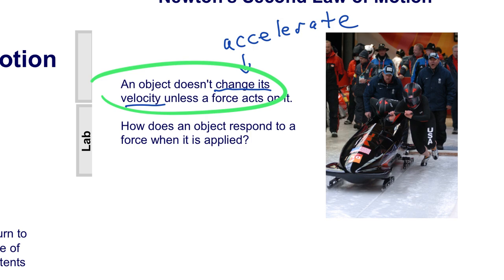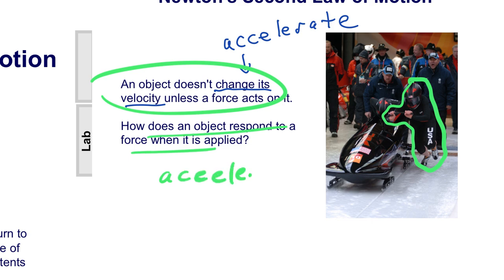You can see this guy right here. This is kind of wasting time. This guy right here looks like he's pushing. And then he'll hop in, probably. Yeah, he'll push it and then hop in, I guess. But in order to get the sled moving, to accelerate it, you need to have a net force, an outside force, the guy pushing it. So how does the object respond when a force is applied? It accelerates. Now, we already talked about this.